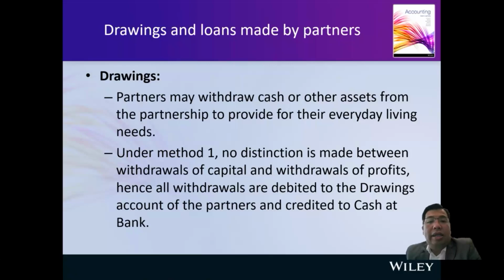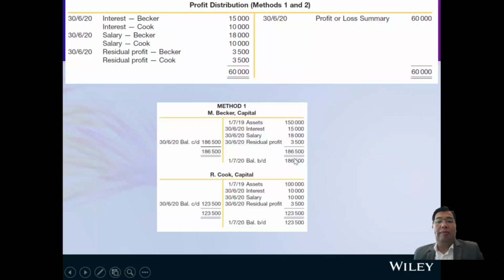Partners may withdraw cash or other assets from the partnership to provide for their everyday living needs. Under method number one, no distinction is made between withdrawal of capital and withdrawal of profits. Hence, all withdrawals will go to the drawing accounts and then we credit the cash at bank. So under method number one we are going to create the drawing account. This drawing account is a contra capital account. So we're going to use this drawing account. That is method number one.